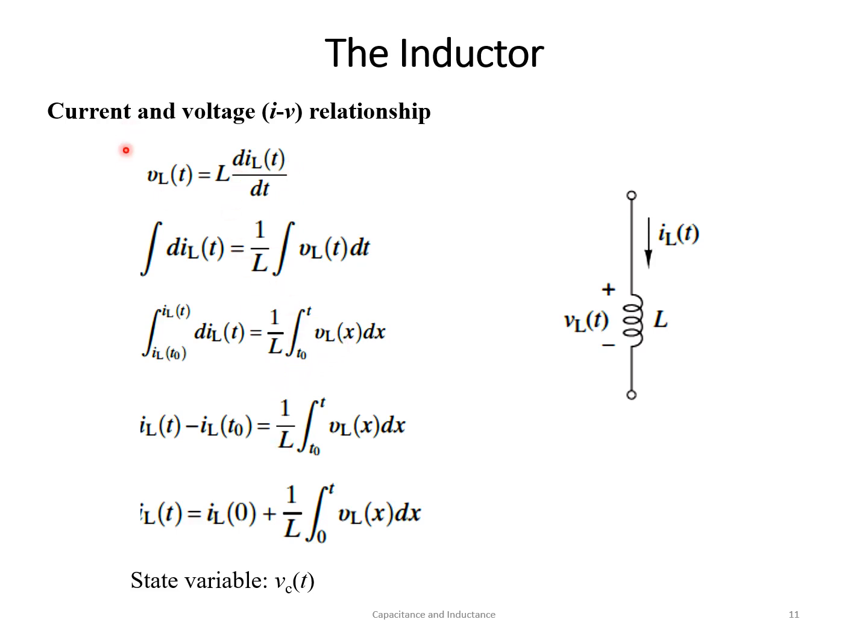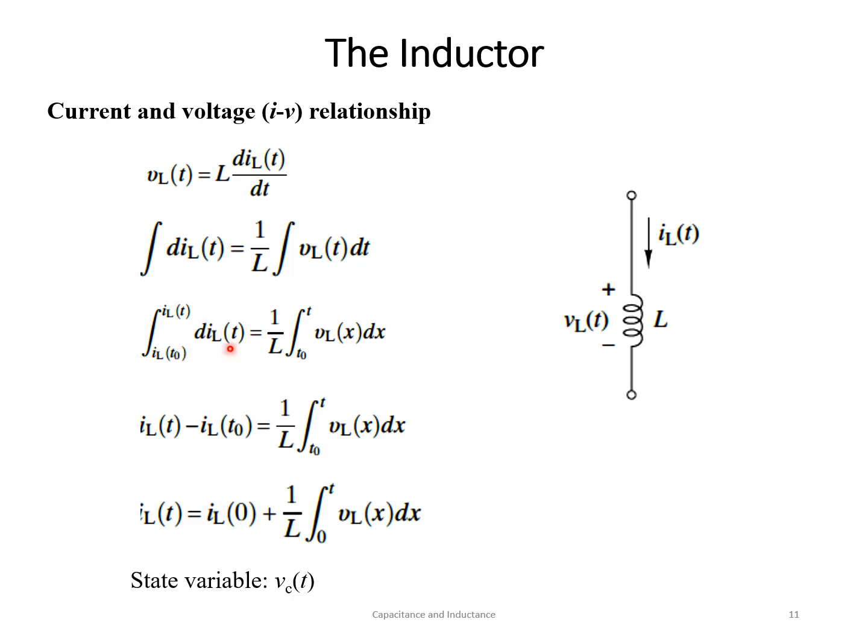We integrate both sides and operate this integration. So this is the integral of diL, which is iL(t) from t0 to iL(t), equal to 1 over L times the integral from t0 to t of vL(x) dx. This x is a dummy variable, a mathematical necessity, dx and vL(x).